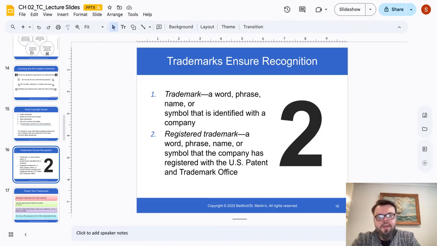For technical communicators, trademarks are not just a legal concern for lawyers or marketing teams. We use product names, logos, and brand identifiers constantly in documentation, manuals, proposals, and web content. Using them incorrectly can weaken legal protection and expose organizations to risk. Because of that, the chapter gives very specific guidance on how communicators should handle trademarks in practice.